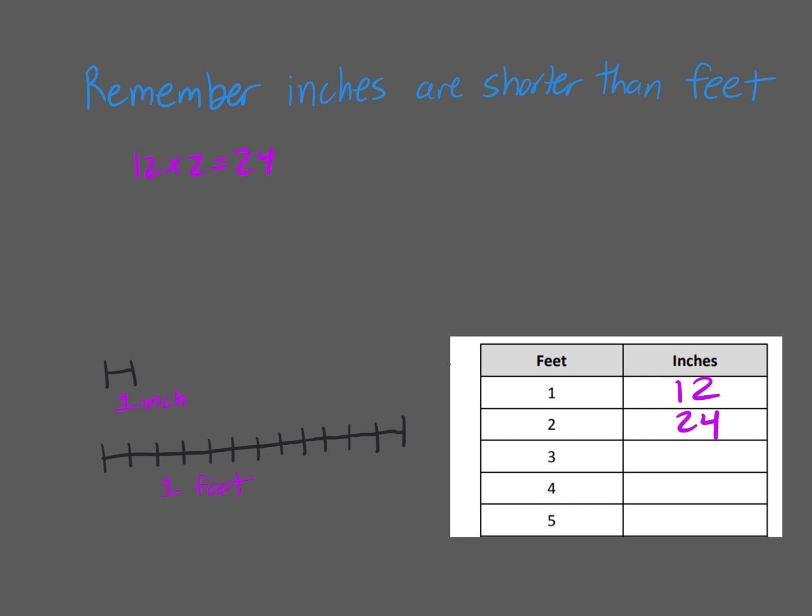Next is 3 feet, so we're going to take 12 times 3, which is going to give us 36. So 3 feet has 36 inches in it. Next is 4 feet, so we're going to do 12 times 4, which is going to give us 48. So 4 feet has 48 inches.